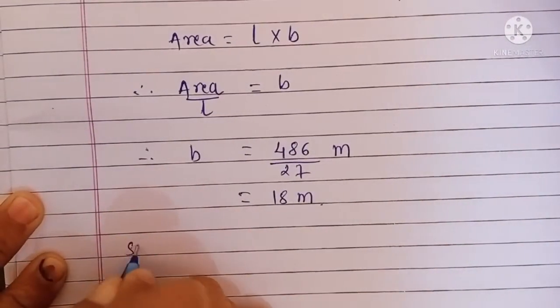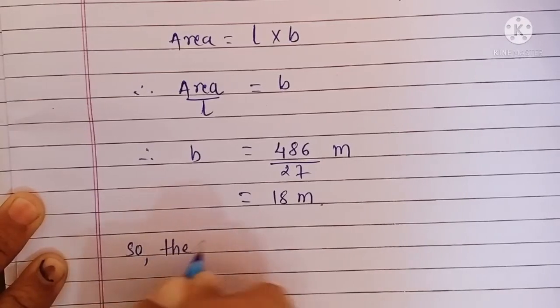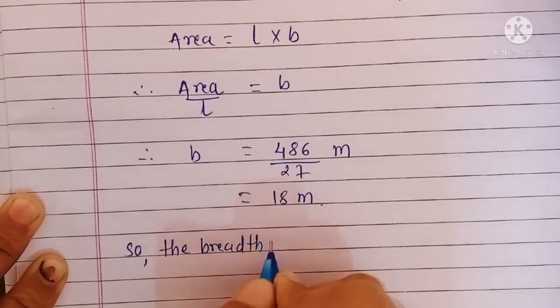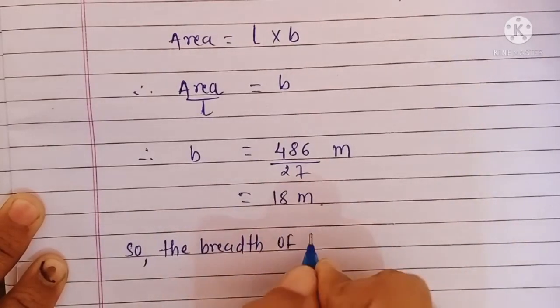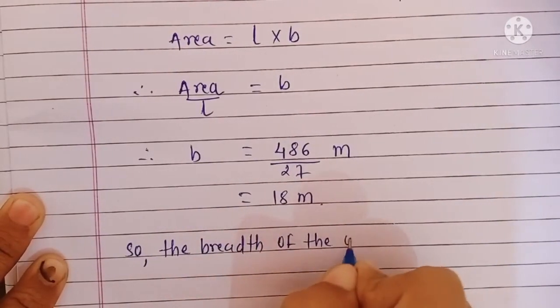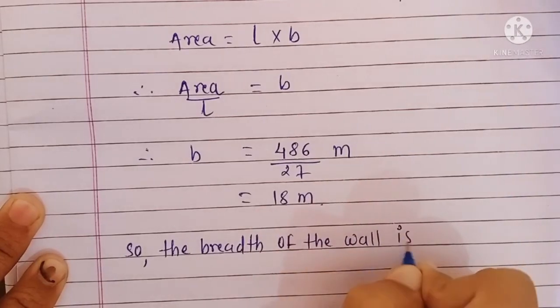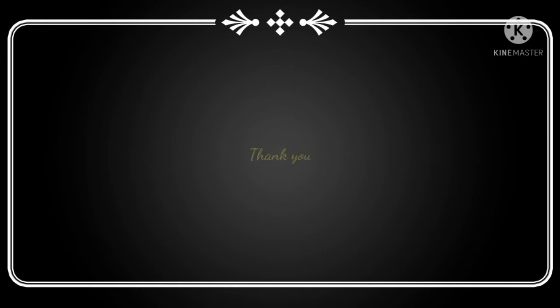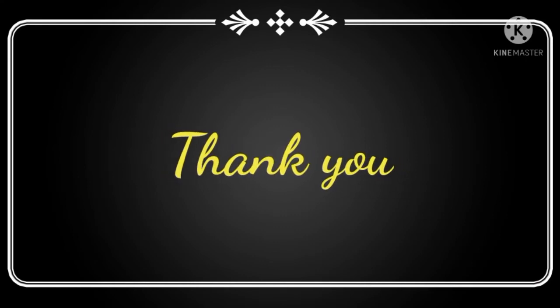So the breadth of the wall is 18 meter. Here we completed the activity 2 of chapter 22. Thank you one and all.